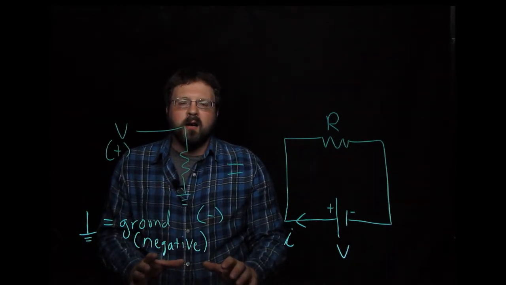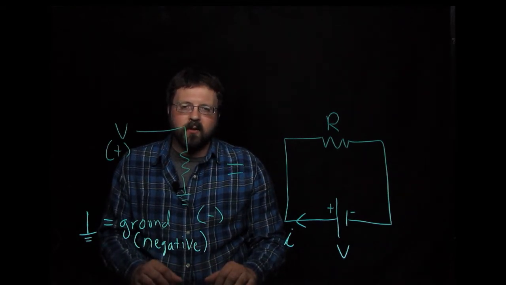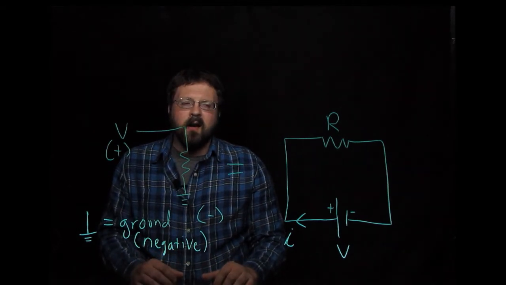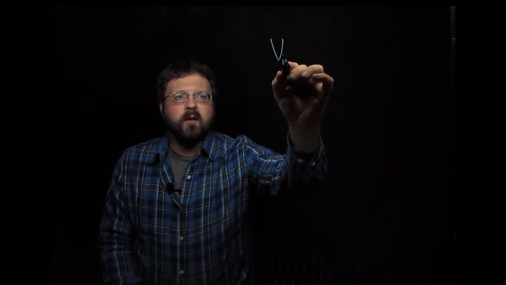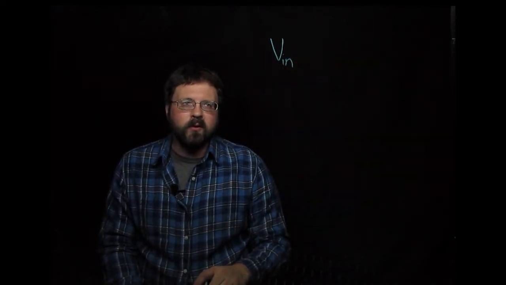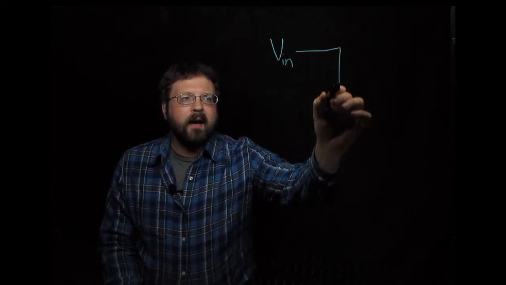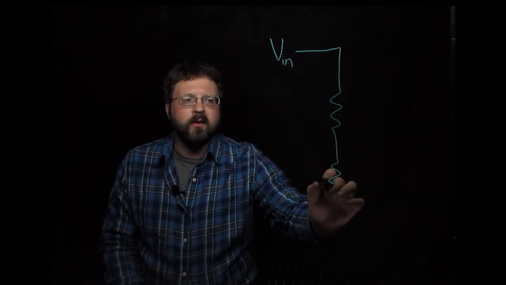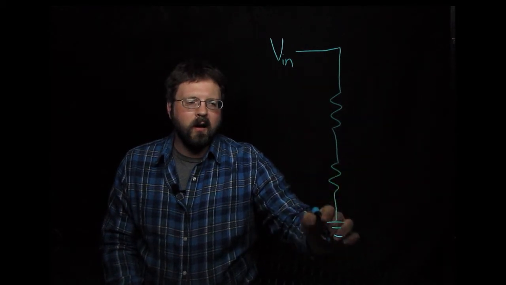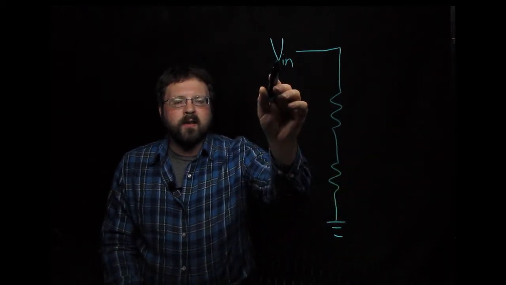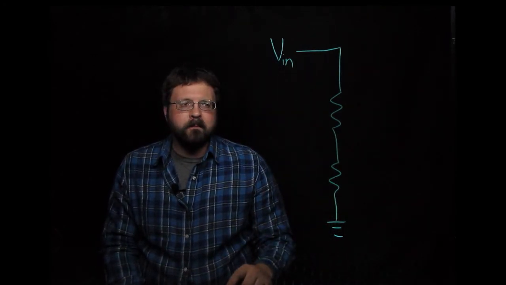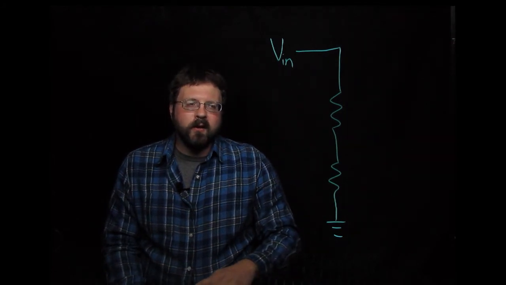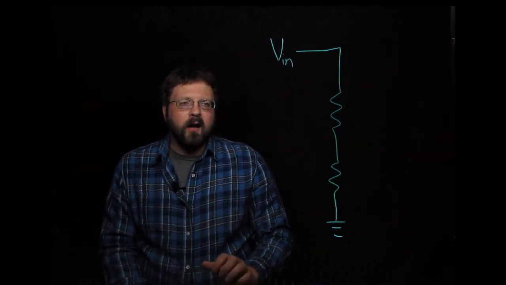So let me clear out the board, and we'll draw a voltage divider circuit and see if we can use these new ideas to understand this circuit. For our voltage divider circuit, we've got some input voltage that we want to reduce or divide. It's going to pass through two resistors on its way back to ground. So remember, Vin is like the positive terminal of our battery, and ground is like the negative terminal of our battery.